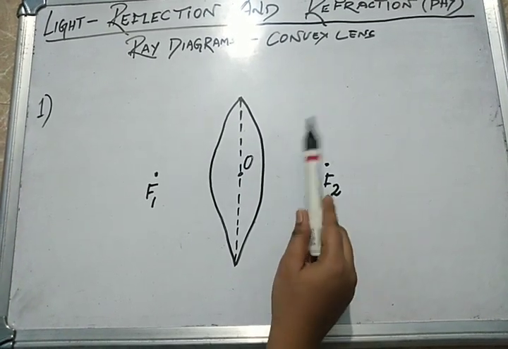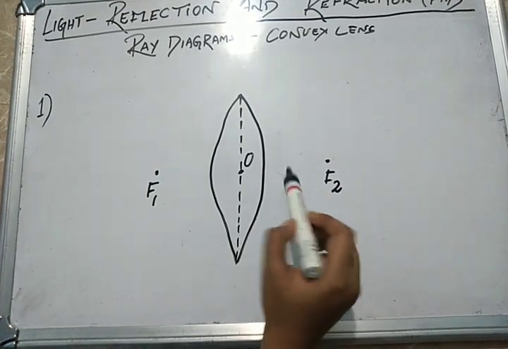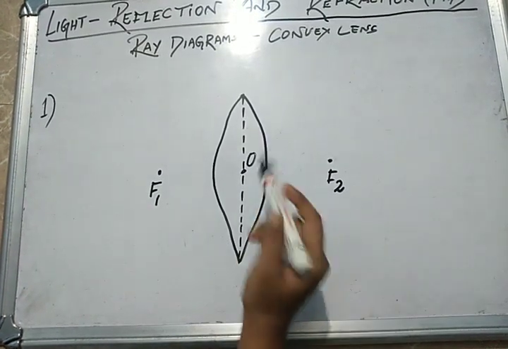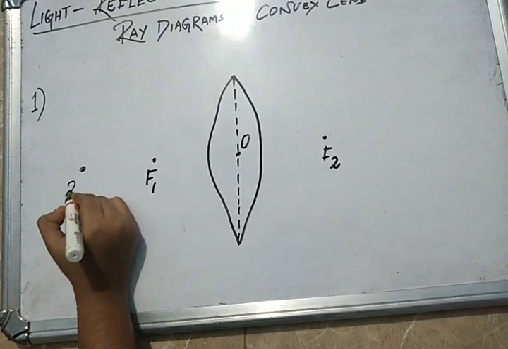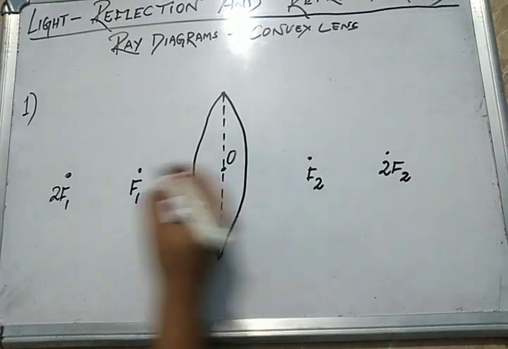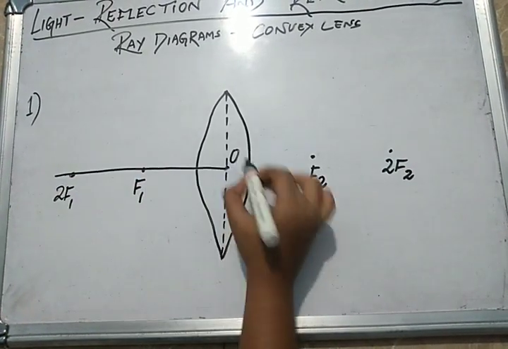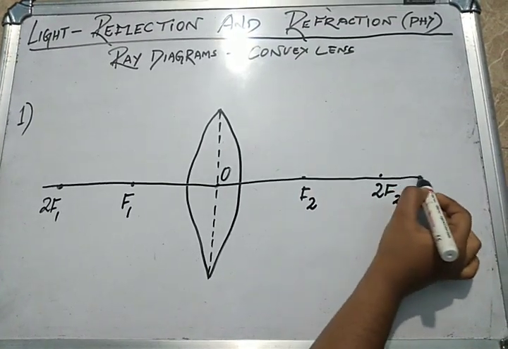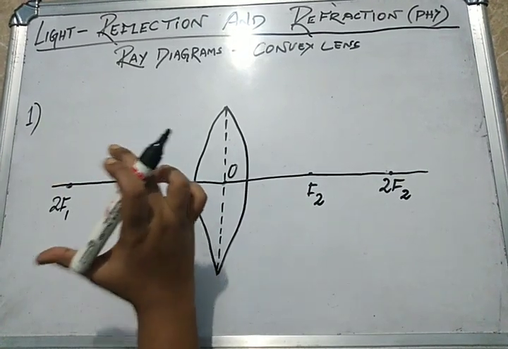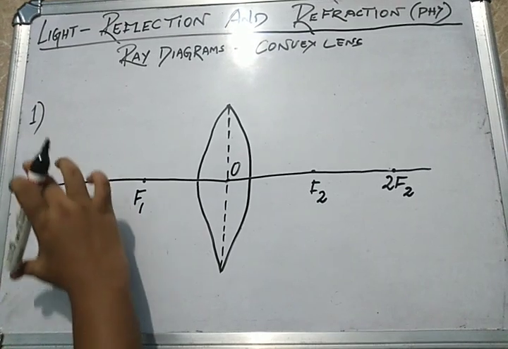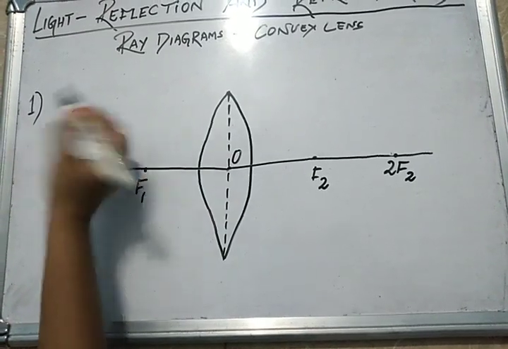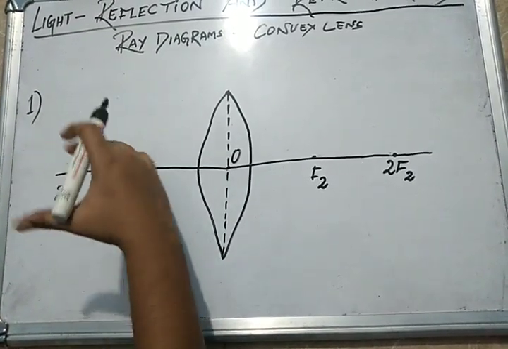But whenever you draw in your notebook or practice, practice properly with scale, pencil, compass, eraser, whatever equipment is required. Then here is 2F1 and this is 2F2. This line is my principal axis. The object is at infinity, so rays from infinity emerge and are incident on this convex lens. Since the object is at infinity, I'm not drawing the object since it's very big.